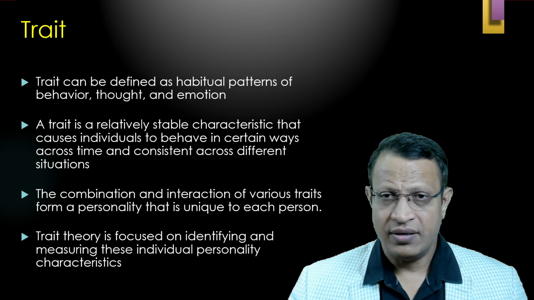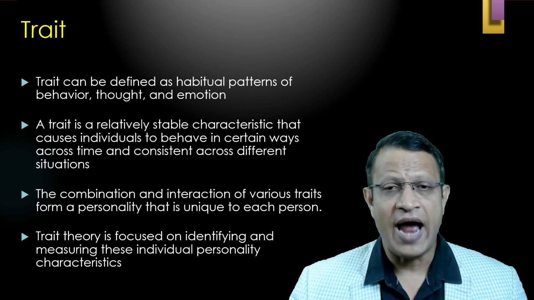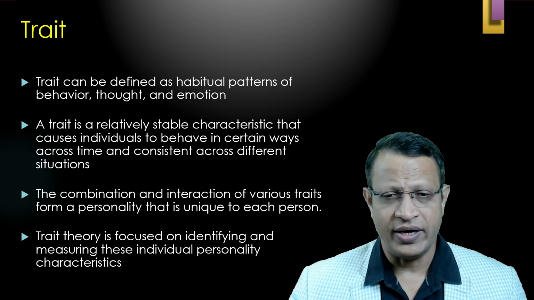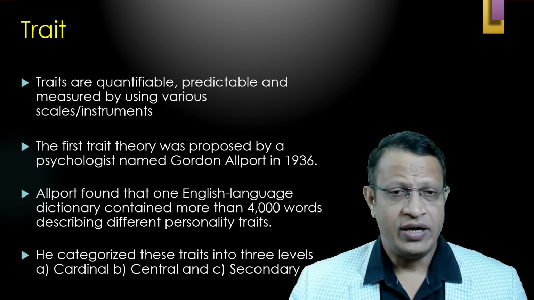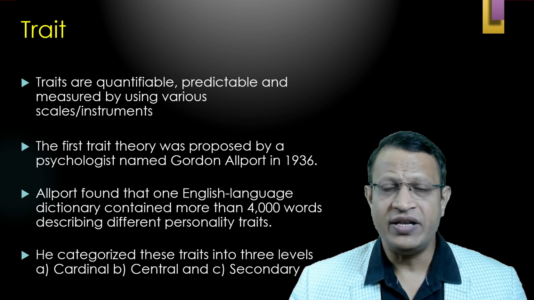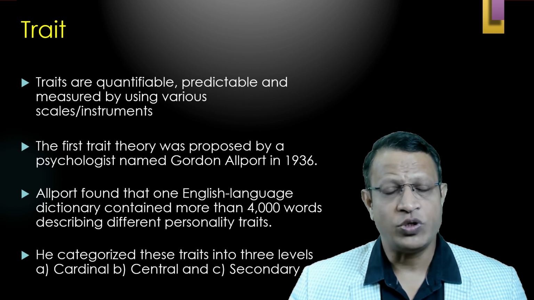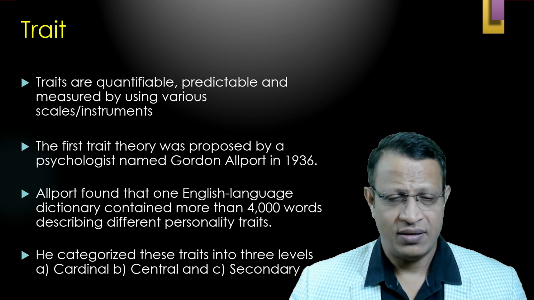The traits may be different for different people. Trait theory is focused on identifying and measuring these individual personality characteristics or traits to define what kind of person he is. Traits are quantifiable, predictable, and measured by various scales and instruments. The first theory of trait was proposed by Gordon Allport in 1936.